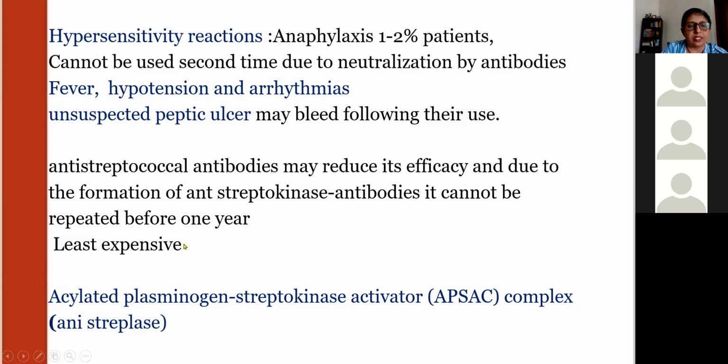But streptokinase is the least expensive thrombolytic drug. Then there is another drug, an acylated plasminogen streptokinase activator complex, called anistreplase. Okay, so that was about streptokinase.